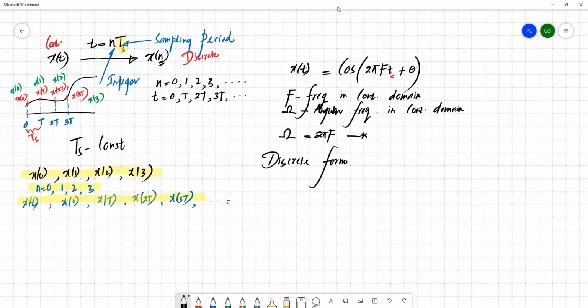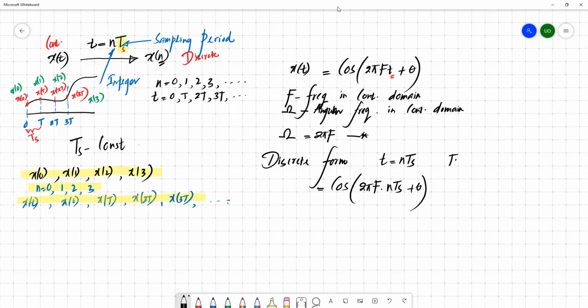So now we need to convert it into a discrete form. How do you convert it into discrete form? Use this substitution. Ts is the sampling period and n is an integer capturing this set of samples. Once you substitute this into the above equation, we get cos 2πF, and instead of t, we can put nTs plus theta.